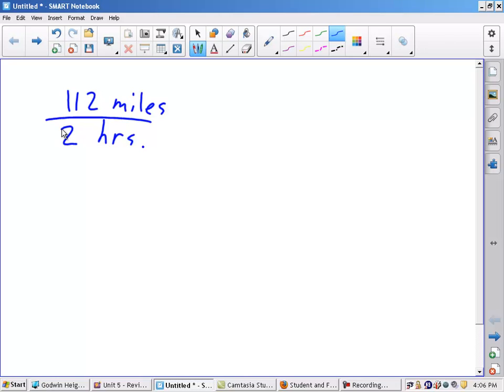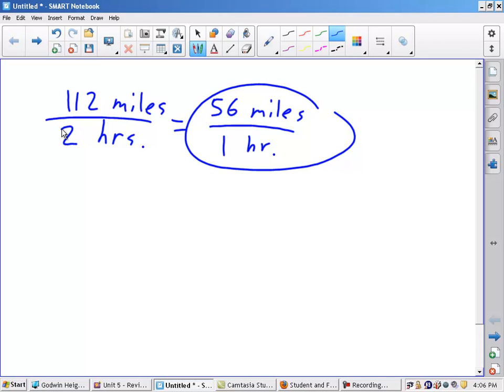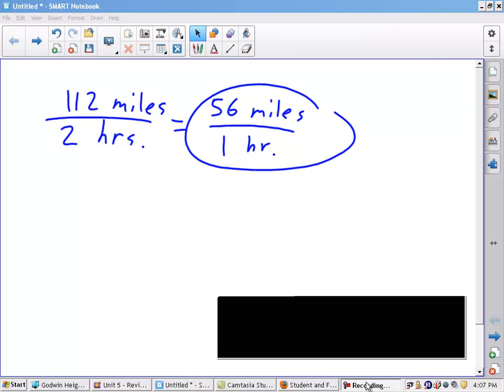So if you're looking for a rate of change, you're looking for that hours to be just over 1. So what you need to do is reduce this down. Simply divide 112 divided by 2, and you get 56 miles per 1 hour. So this is actually the answer. And the reason is, if you want an explanation, it's because for each hour that passes, if you drive 1 hour, 56 miles will be traveled. You'll travel 56 miles for every 1 hour.